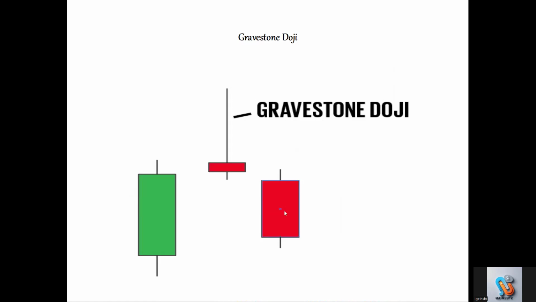When we say gravestone doji, we simply mean that a trend has been bullish. It has been bullish. And don't forget, this is always found at a resistance level. It shows that the bullish trend is about to change to become a bearish trend. All right. So price was bullish.